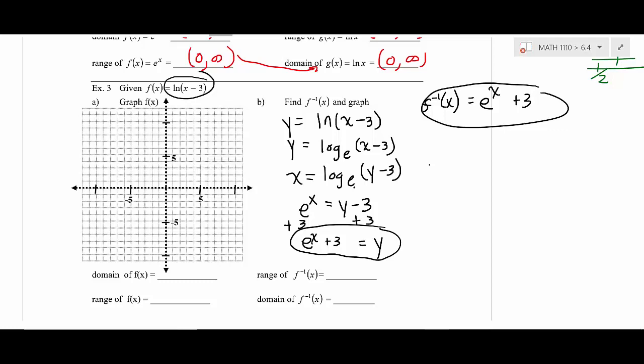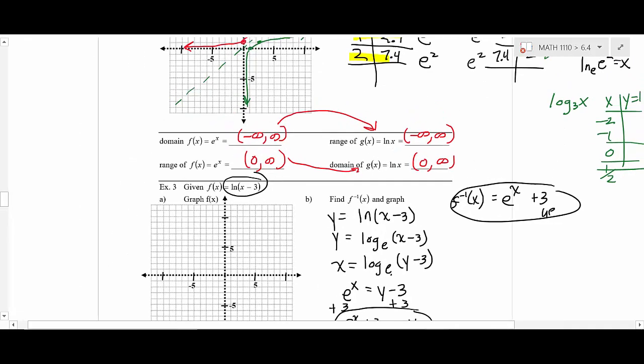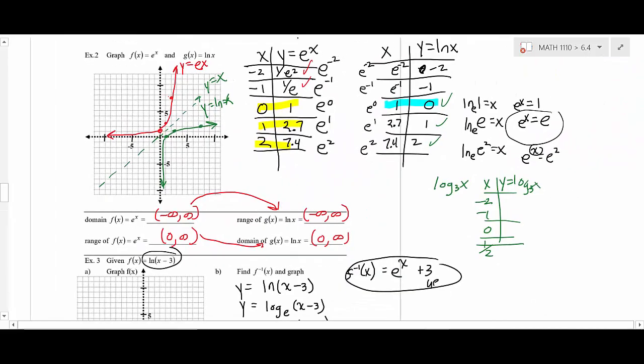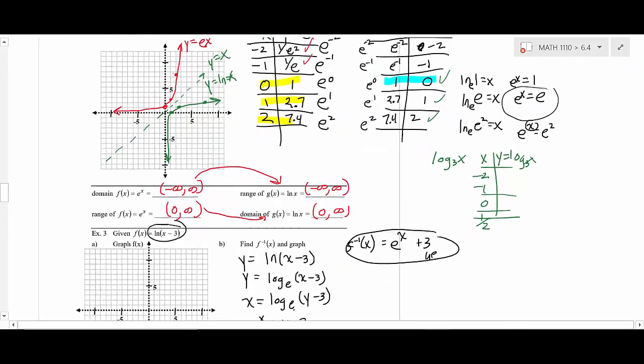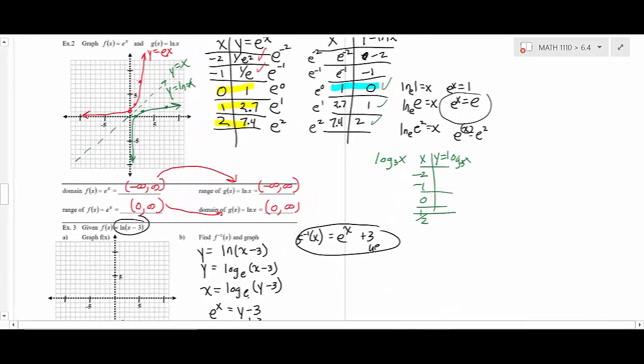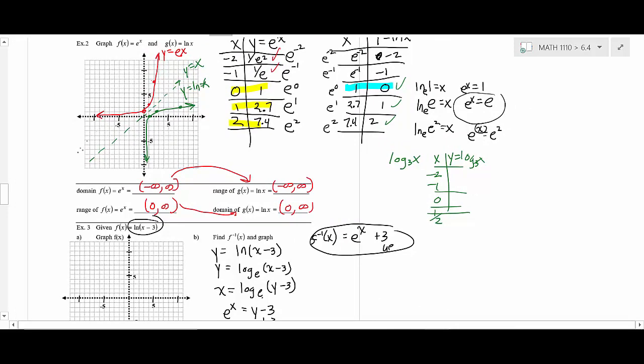So since we're going up 3, let's just go to the table that we have here. I'll try to squeeze this on here so you can kind of see what I'm doing. So really essentially what happens, e to the x is this red graph. So the horizontal asymptote is going to move up to 3, isn't it?